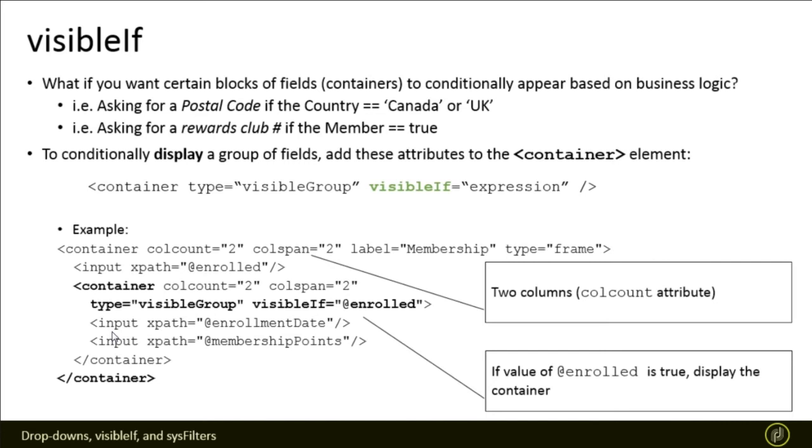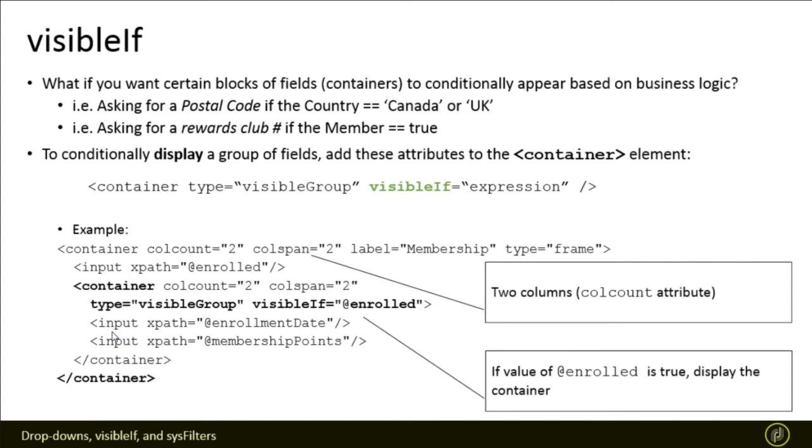To conditionally display a group of fields, we add these attributes to the container that holds the fields. I put in the type as visible group, and because it's defined as a visible group, there is then a visibleIf expression, which will define the logic that controls whether or not the group is displayed. So here, for example, we have an outer container, which has a column count of 2 and will span 2 columns. The label of the container is membership and the type is frame. Within that frame is an input field with an XPath entry, so that we're adding the data into the enrolled attribute of whatever schema type is defined.